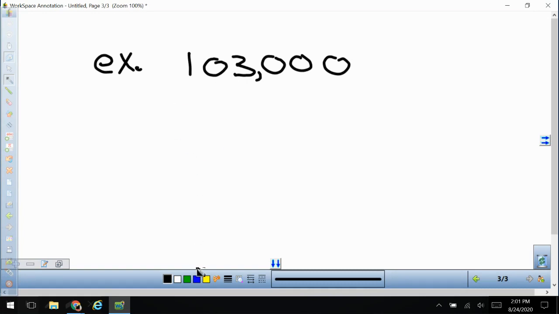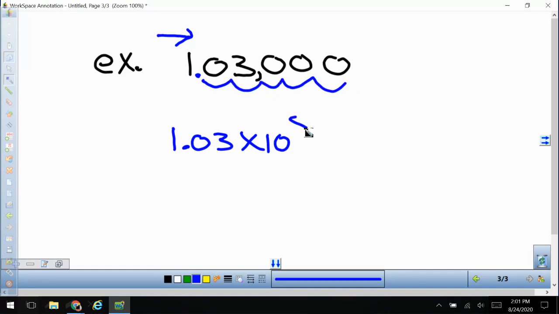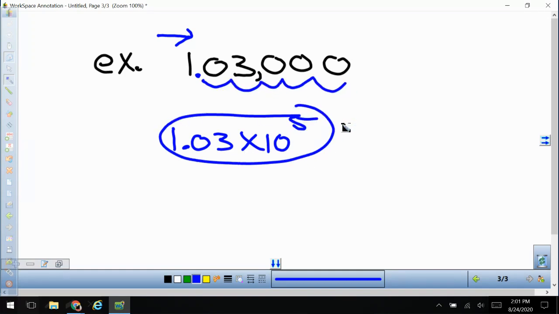I'm still going to add a decimal behind my very first number greater than 0, which is this 1. But now I'm going to write 1.03. Anytime there's a number that's not 0, I am going to want to fit that in my coefficient. So 1.03, always put the times 10, and my power is going to be 1, 2, 3, 4, 5. 1.03 times 10 to the 5th power.